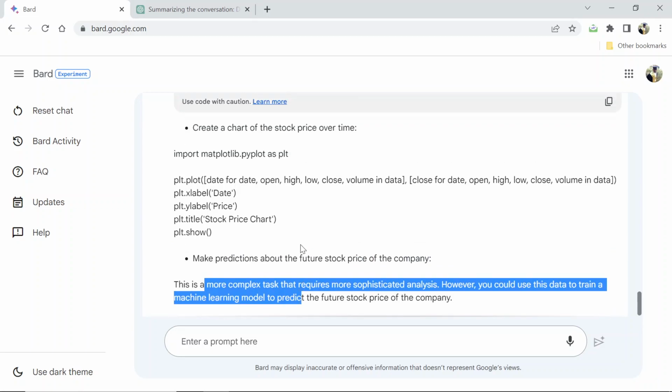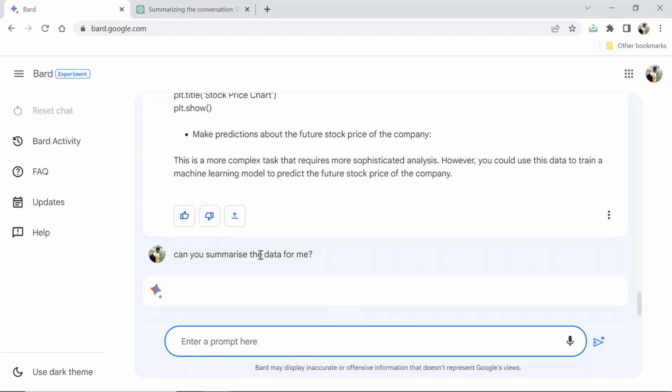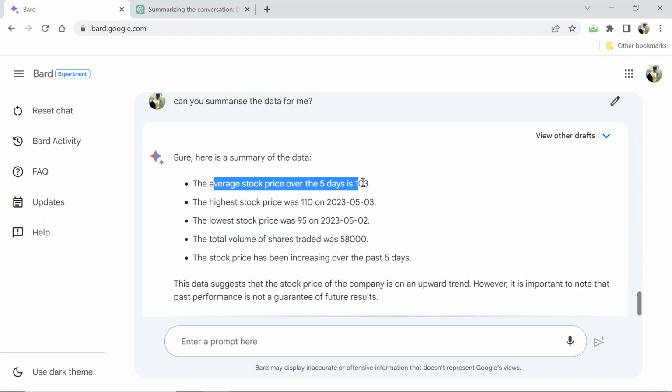This BARD, can you summarize it for me? Can you summarize the data for me? Let me ask BARD to summarize the data for me. Sure, here is the summary. The average stock price over 5 days is okay. This is a good summary.